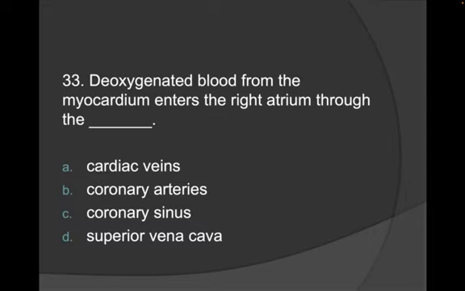Deoxygenated blood from the myocardium enters the right atrium through... see the question, not CD. Deoxygenated blood from the myocardium, means from the heart, enters the right atrium. Coronary sinus. Remember we spoke, it's not the vena cava. Remember the coronary circulation has coronary arteries, coronary veins. Now the coronary arteries connect to the aorta, but the veins do not connect to the vena cava. They open up to the coronary sinus that directly drains into the right atrium. So the heart has got its own circulation. That is coronary sinus. Myocardium means it's talking about the heart muscles.